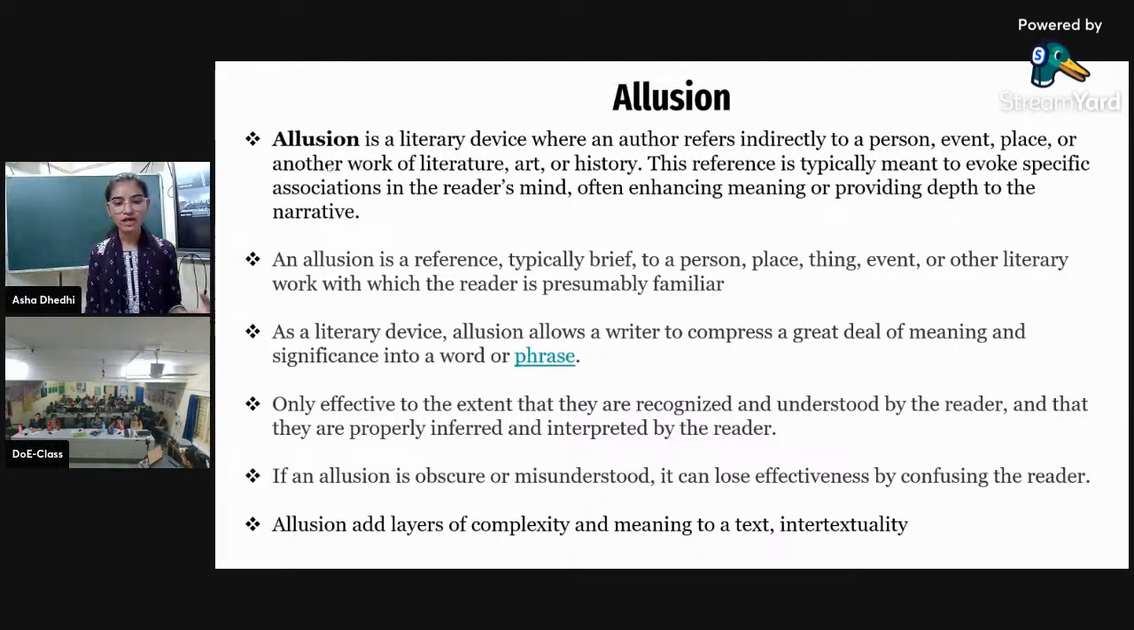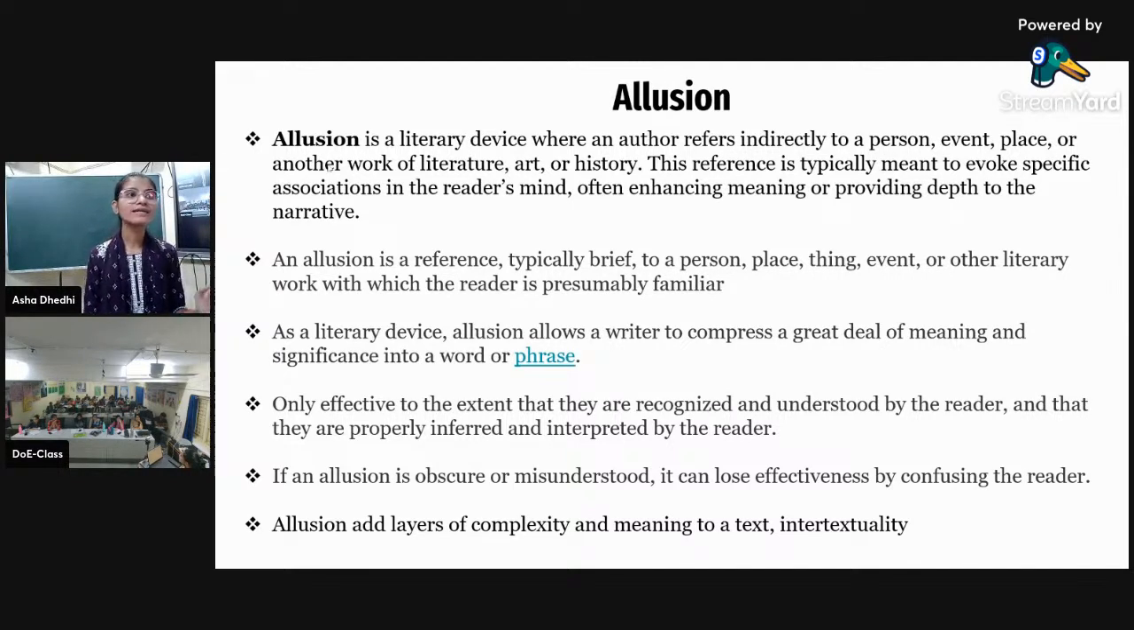And allusion is a reference, typically brief, to a person. It can be a reference to a person, a political leader, a king, right? It can be a reference to a thing or any event or other literary works with which the reader is presumably familiar. Now what we have to see here is that you will be able to identify the allusion within a literature only if you are familiar with those things. And if you are not familiar, then you won't be able to find that the writer has used certain references.